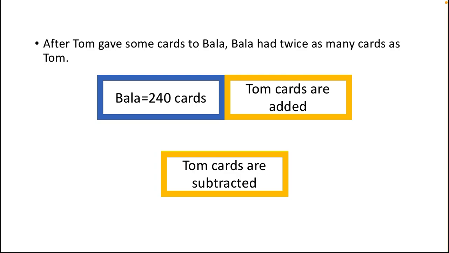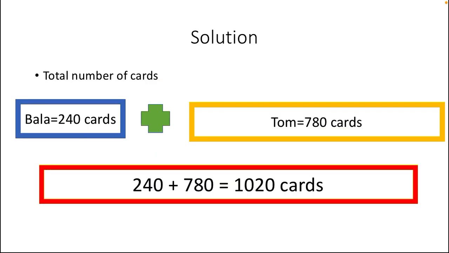These are actually the lower one. The bottom one is actually what Tom has right now. Now all together, what is shown on the screen is that Bala has two rectangles, meaning 2 times the cards which Tom has now. Let's move to the solution.